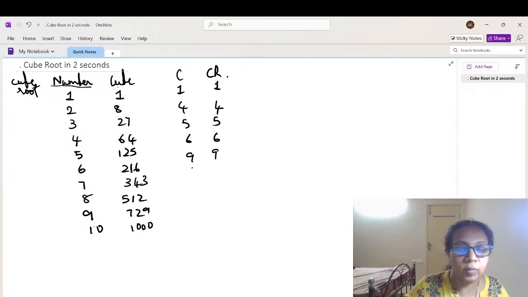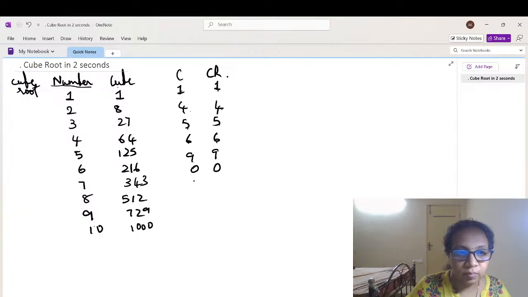When the cube of the number ends with 1, the cube root ends with 1. When the cube of the number ends with 4, the cube root ends with 4. Same way, when the cube ends with 5, the cube root ends with 5. Cube ends with 6, cube root ends with 6. Cube ends with 9, the cube root also ends with 9. Cube ends with 0, the cube root ends with 0.